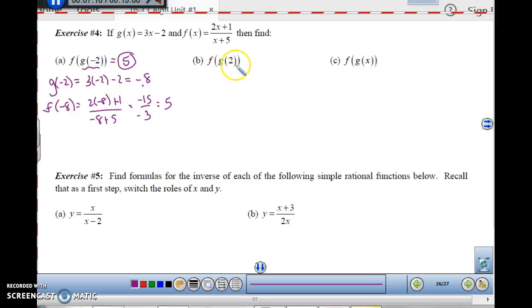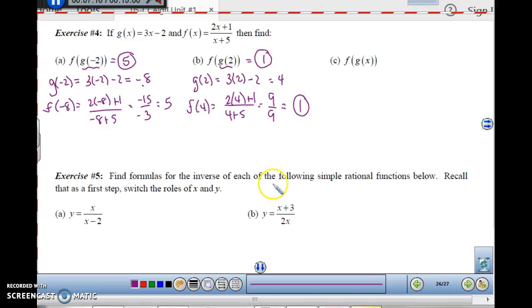Okay, f of g of 2. We're going to do the g first with the 2. g of 2 is 3 times 2 minus 2. 3 times 2 is 6, minus 2 is 4. And then take the 4, plug it into this function. 2 times 4 plus 1 over 4 plus 5. 2 times 4 is 8, plus 1 is 9. 4 plus 5 is 9. 9 divided by 9 is 1. So f of g of 2 is 1.